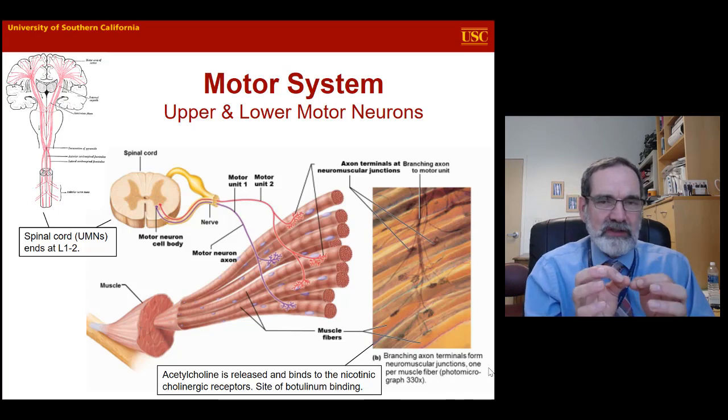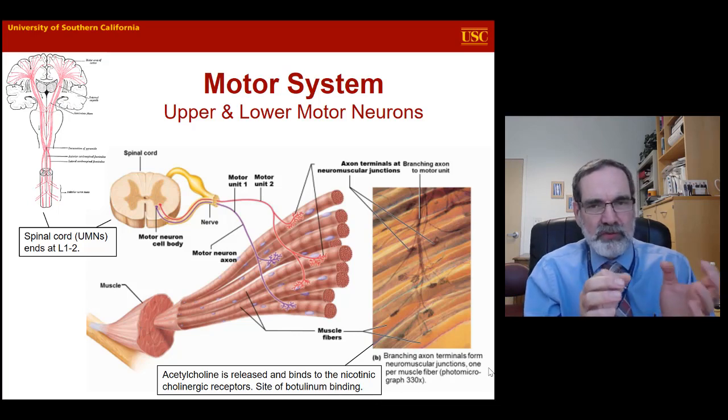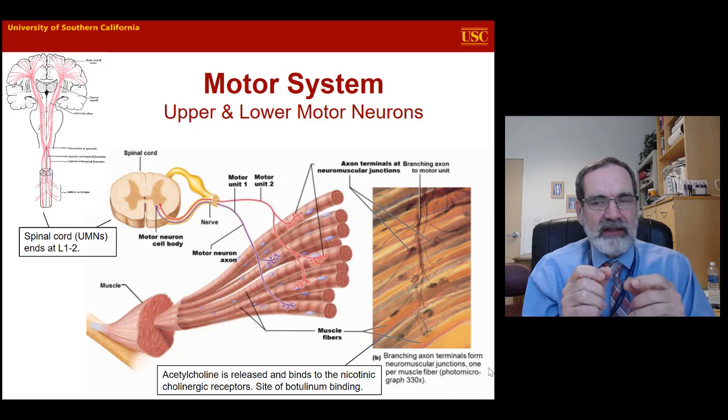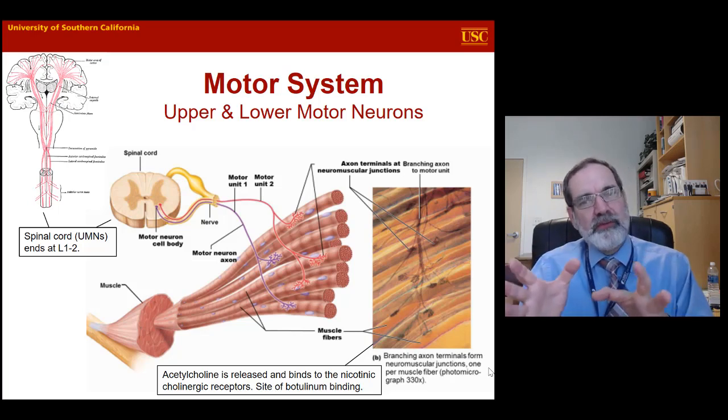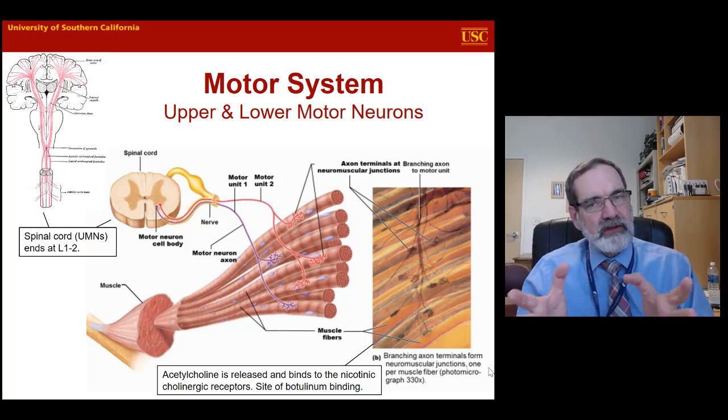As we move to the right side of the screen, you can see an image of two motor neurons. One's in purple, one's in red, and they each give rise to branches, and those branches connect with the muscle fibers, so that each motor neuron will innervate multiple muscle fibers. The muscle fibers that are controlled by a single motor neuron are called a motor unit.